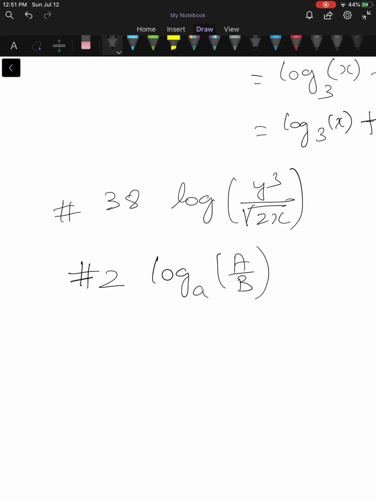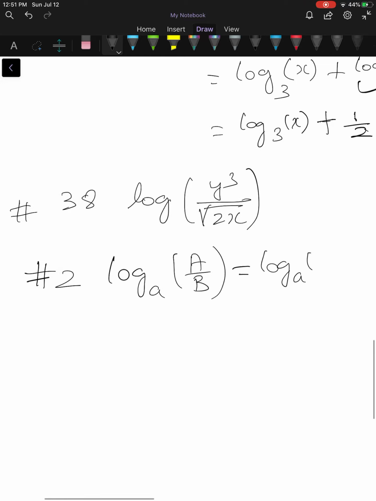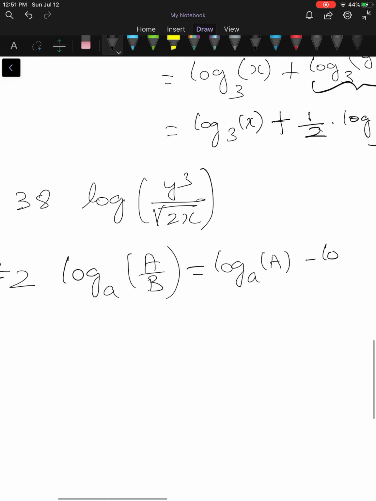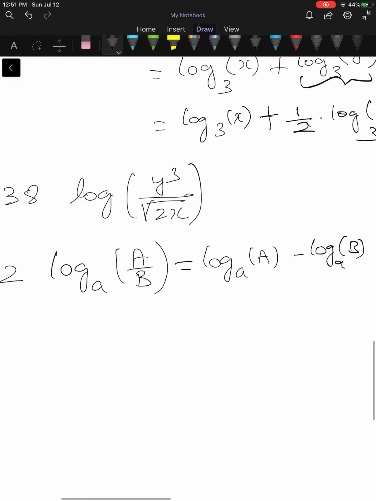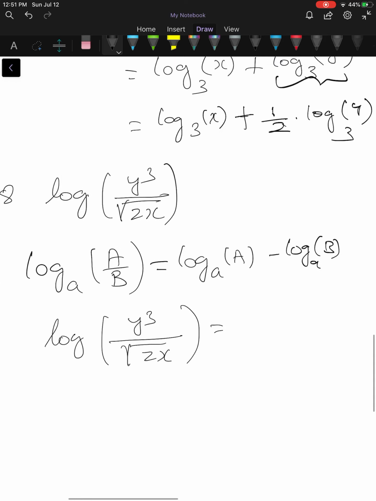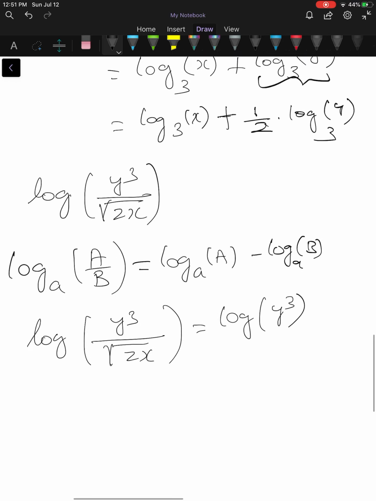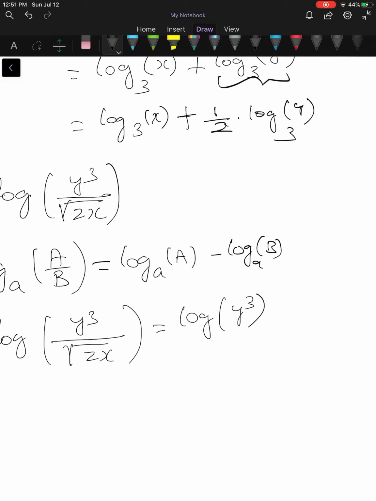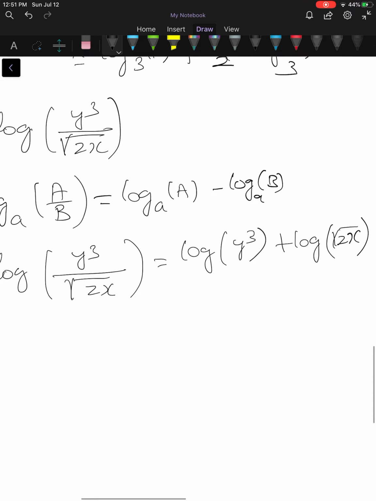So that says log of capital A by B to the base a is nothing but log of A to base a minus log of B to base a, correct? So applying this law, we will get our expression to be equal to log of y cube. You need not write the base because if you do not write anything, the base would be 10. So minus log of square root of 2x.